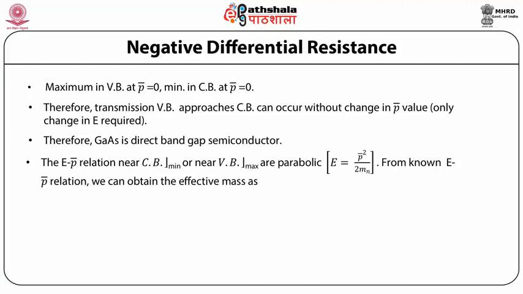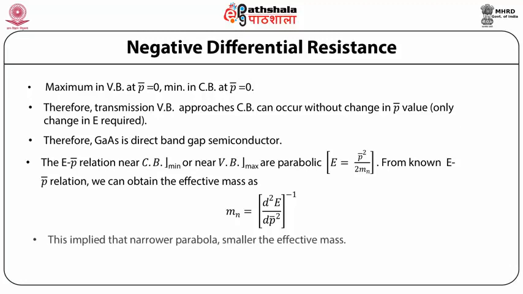From the known E-P bar relation, we can obtain the effective mass as Mn equal to (d square E by dP bar square) to the power minus 1. So this implies that the narrower the parabola, the smaller the effective mass. Therefore, for the very narrow conduction band parabola of gallium arsenide, the electron effective mass is small, approximately 0.07 m naught.